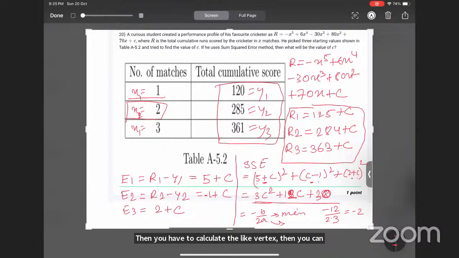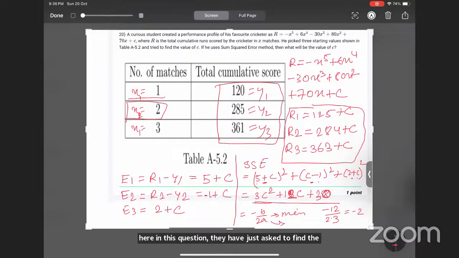Ma'am, I have a doubt. For every SSC question, should we calculate a minimum? No, it's according to the question. Here they have asked to calculate the minimum. They haven't asked here, ma'am. In this question, they have just asked to find the value of C.